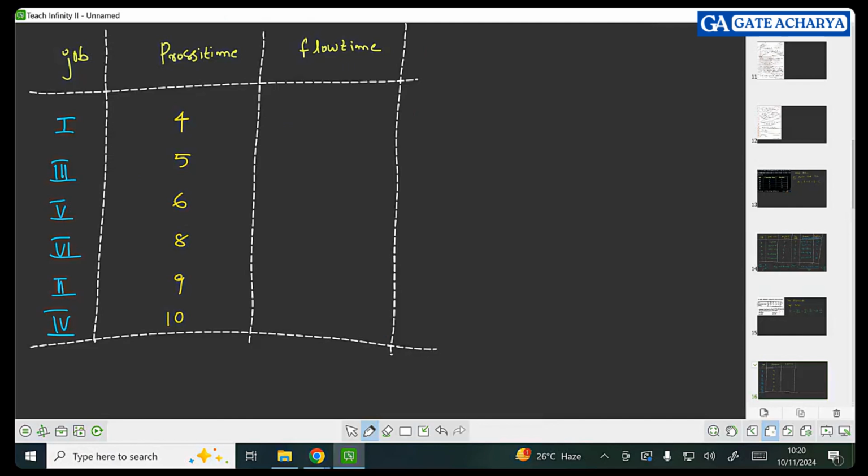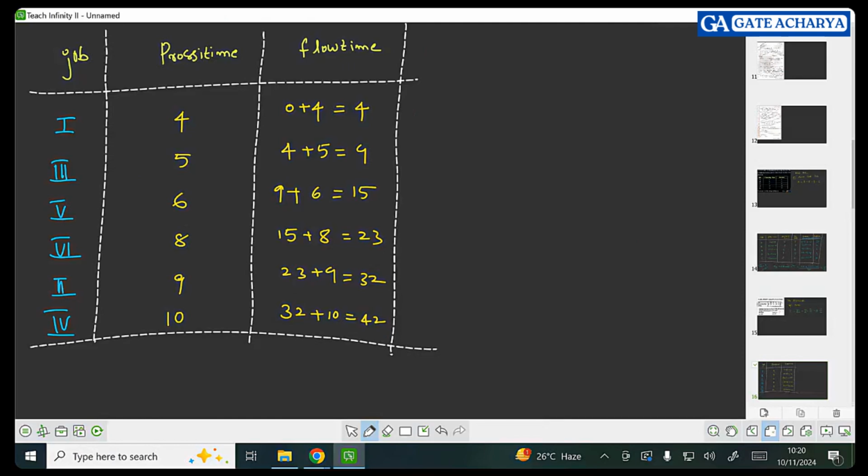First, 0 plus 4 is equal to 4. Next, 4 plus 5, 9. 9 plus 6, 15. Next, 15 plus 8, 23. 23 plus 9, 32. 32 plus 10, 42. Right? Now here, average flow time.